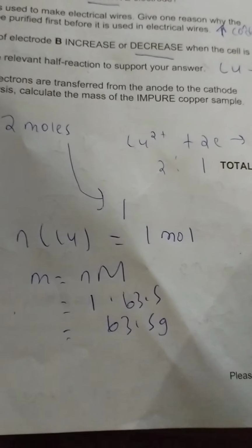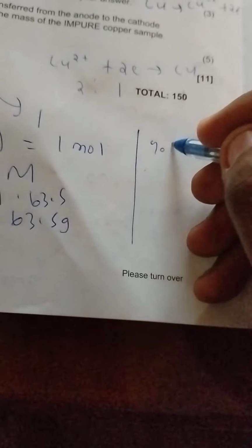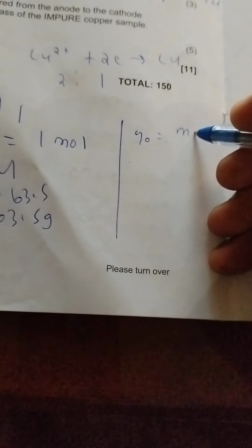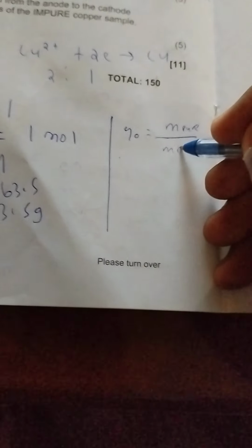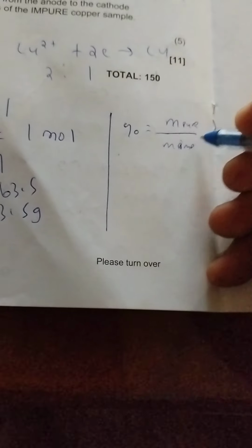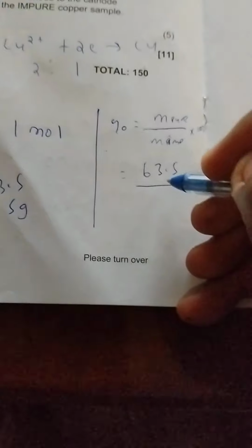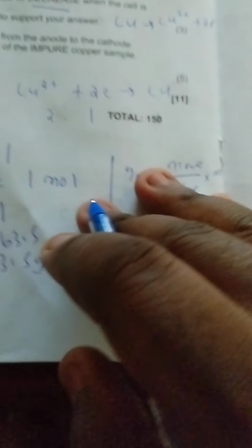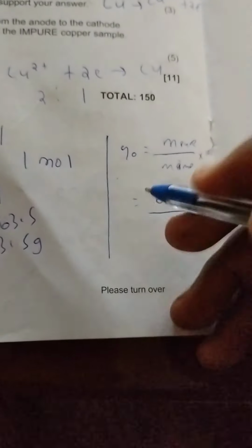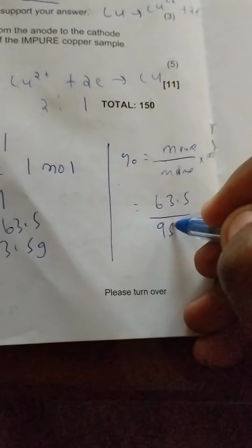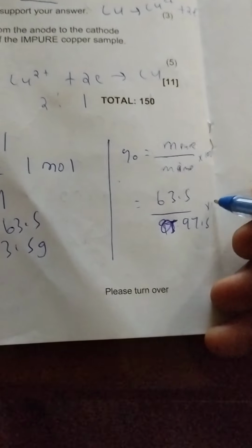So now, remember, to find purity, you take the one mass and then you divide by the other one, the impure one, then multiply by 100. So we already have the answer for the first one, which is 63.5. And the other one, let's just check what they give us. Oh, the other one is the one that they give us, which is 95.7. So they already gave it to us, 97.5, I'm sorry. So there's already given to us 97.5 times 100.